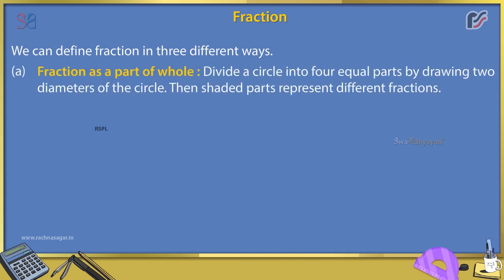A. Fraction as a part of whole. Divide a circle into 4 equal parts by drawing 2 diameters of the circle. Then shaded parts represent different fractions.